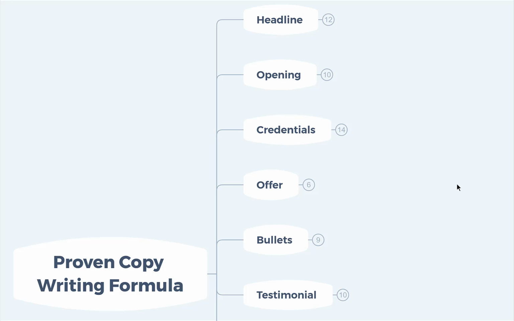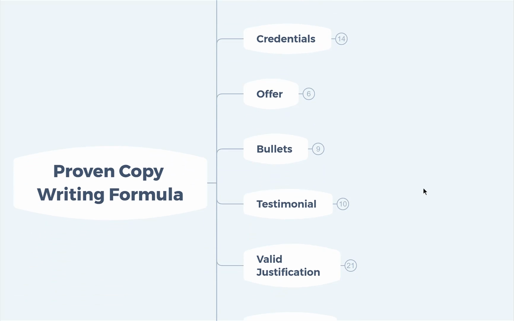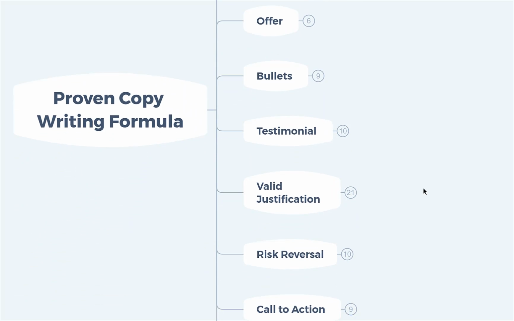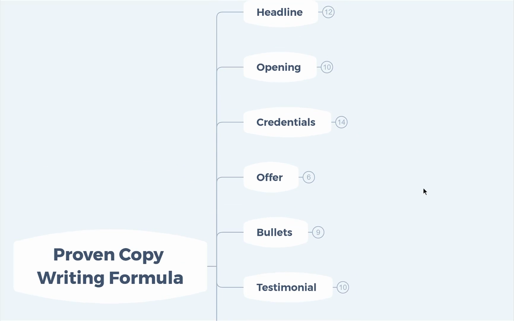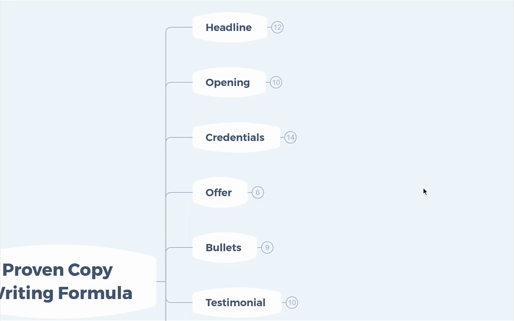This lesson is very comprehensive, and there are actually more elements than what is about to be covered in this video. Nevertheless, this is a great starting point for those who are just getting started or those who want to save money by doing it by themselves. So let's look at the 10 building blocks of copywriting. You start with the headline, opening, credentials, offer, bullets, testimonial, valid justification, risk reversal, call to action, and urgency. Let us discuss each of the components that makes a great sales copy.